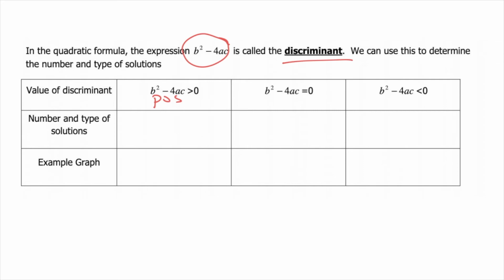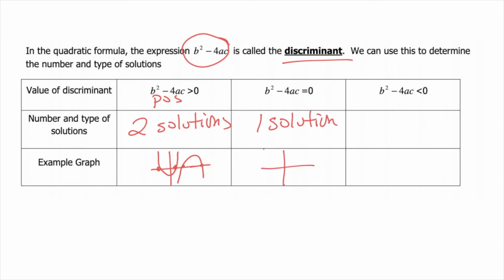So if you get a positive, that means you have 2 solutions, and you have a parabola that looks kind of like this or like this. So it crosses at 2 different places. If you have b squared minus 4ac equals 0, that means what you're adding to the axis of symmetry is 0 each time. So if you add 0 or subtract 0, you get the same thing, which means there's only one solution.